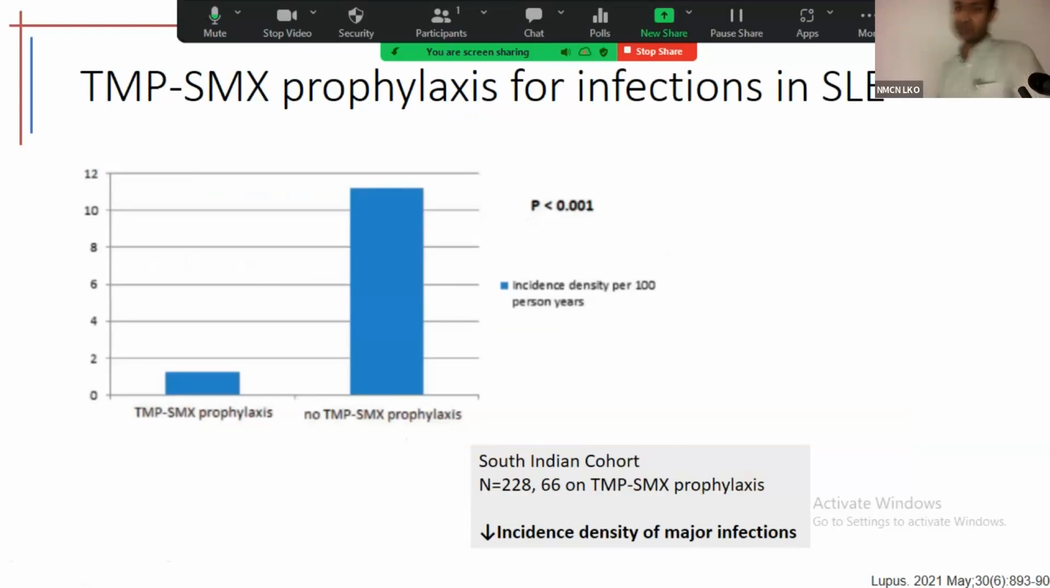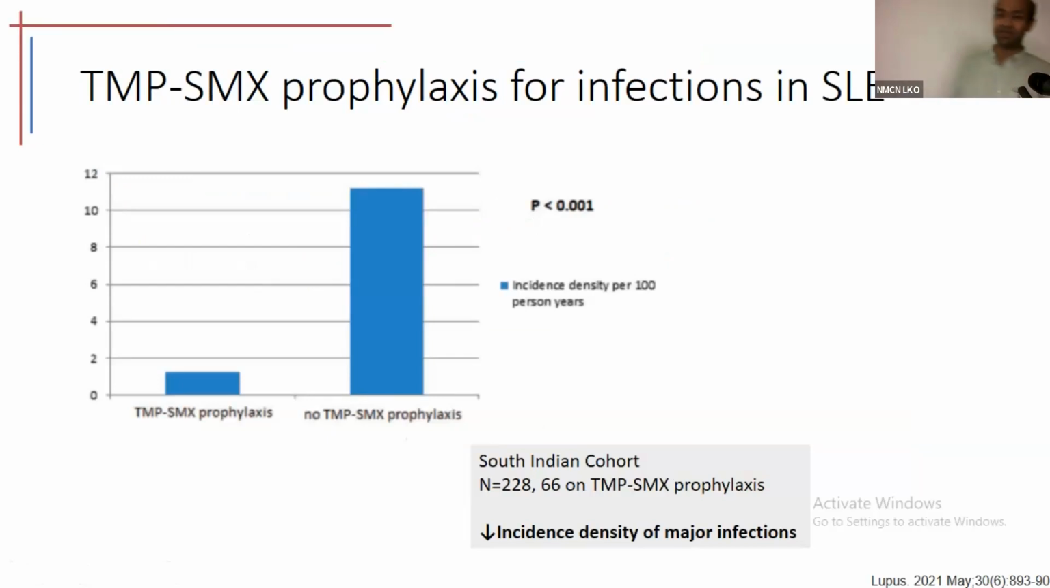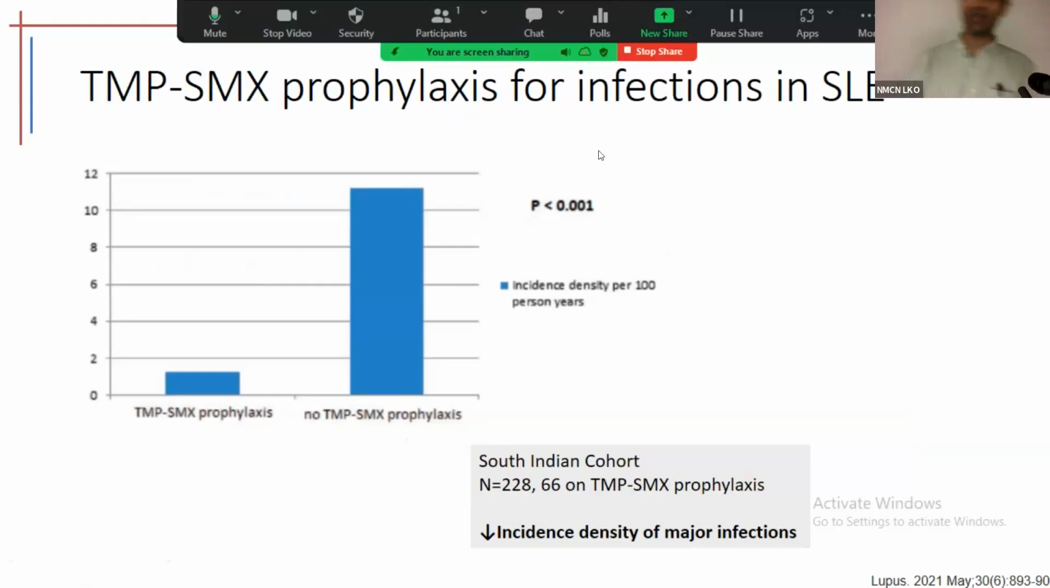So this was a patient population in South India. This is a lupus cohort from Christian Medical College, Vellore, and they looked at how antimicrobial prophylaxis for PJP, in general TMP-SMX, acts as antimicrobial prophylaxis, and they found that those who had cotrimoxazole prophylaxis had a significantly lower incidence density of major infections. So an incidence density of around 1 per 100 patient-years of follow-up in those who had cotrimoxazole, compared to around 12 for those who did not have prophylaxis.